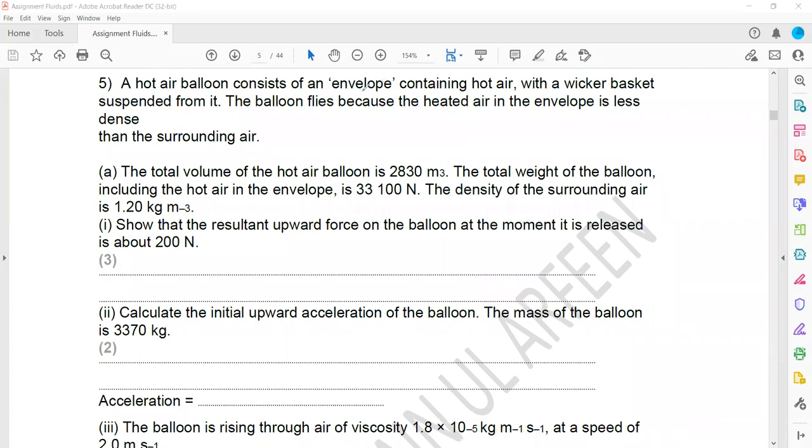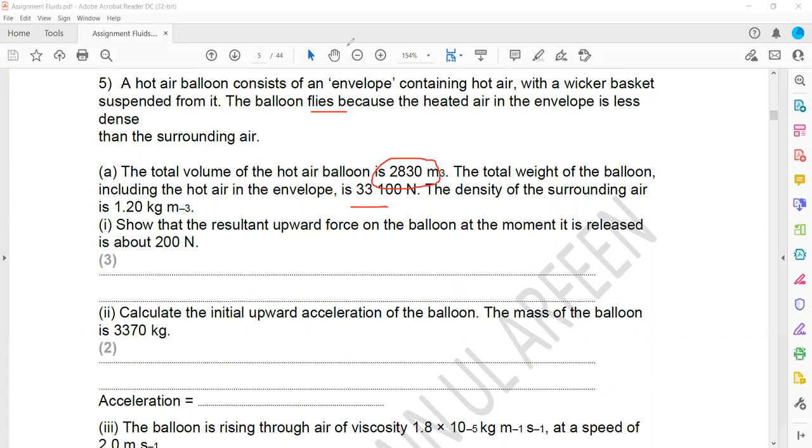A hot air balloon consists of an envelope with a wicker basket suspended. The balloon flies because the heated envelope is less dense. The total volume of the balloon is 2830. The hot air envelope's total weight is 3100. Show the resultant upward force.